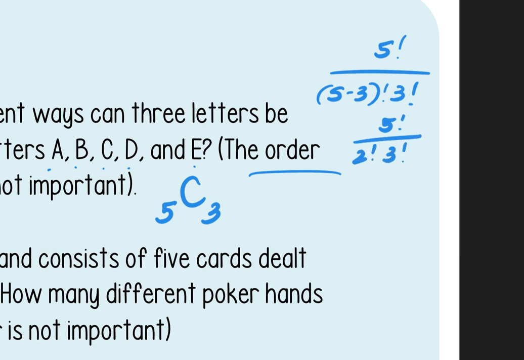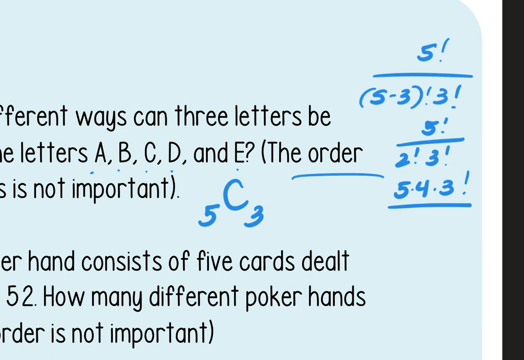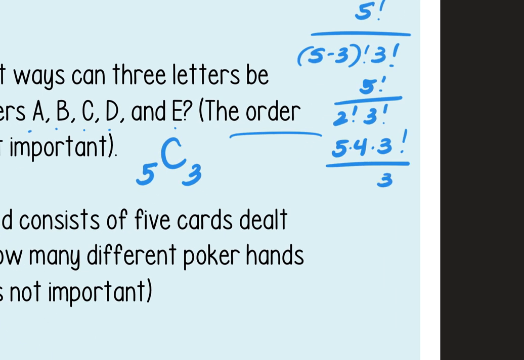This is something you could see without a calculator. This is 5 times 4 times 3 factorial over 3 factorial, and then 2 times 1 times that. The 3 factorial goes away. 2 goes into 4 twice, and yes, it's 10.